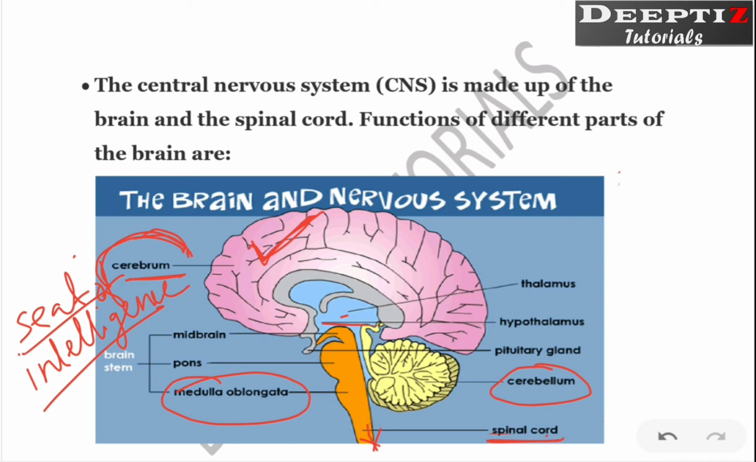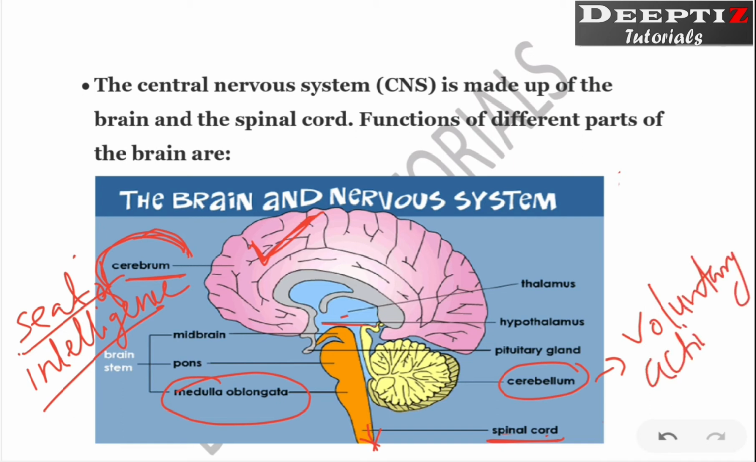The second most important portion is the cerebellum, the second largest portion, and its function is to control voluntary activity. Like, I am writing now, right? What to write, where to write. While writing, my hand along with my brain is controlled by the cerebellum. When you are walking, when you are sitting, whenever you are doing something voluntarily, the cerebellum is working.